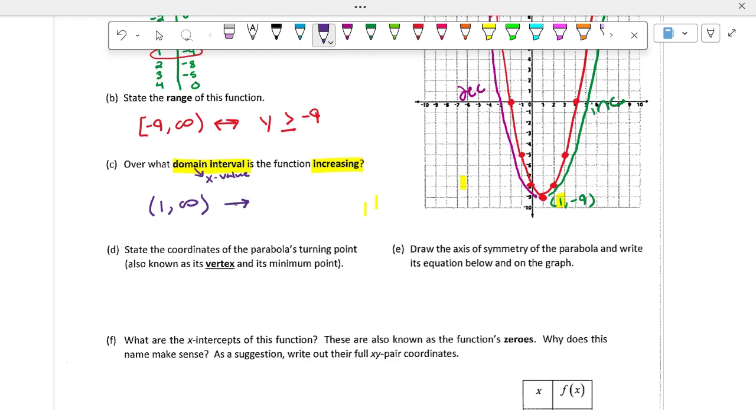Now, if we wrote that as an inequality, X values have to be what to 1? Greater than or less than 1? Greater. So at any X value greater than 1, our graph is increasing. That's what that means. Any questions? Yeah.